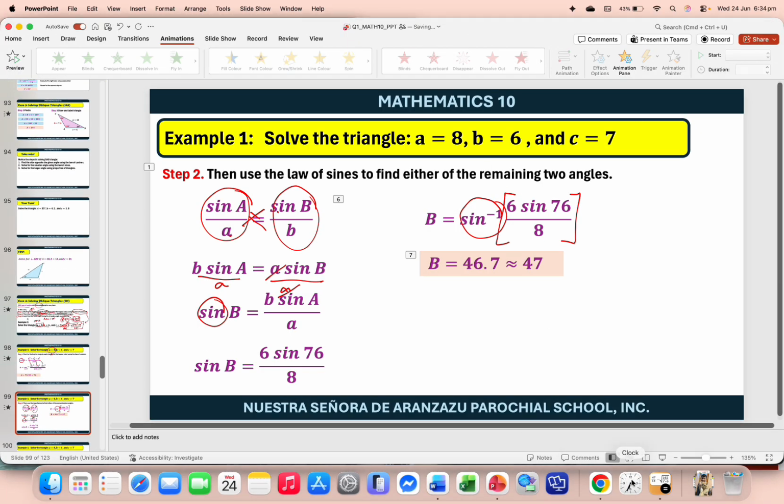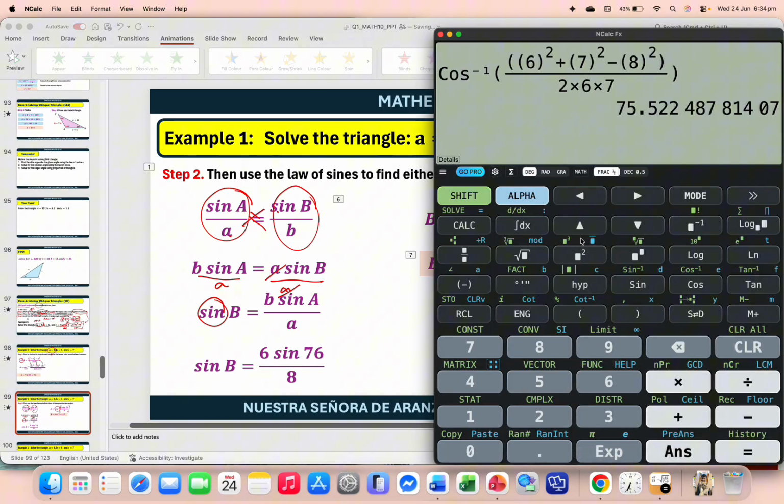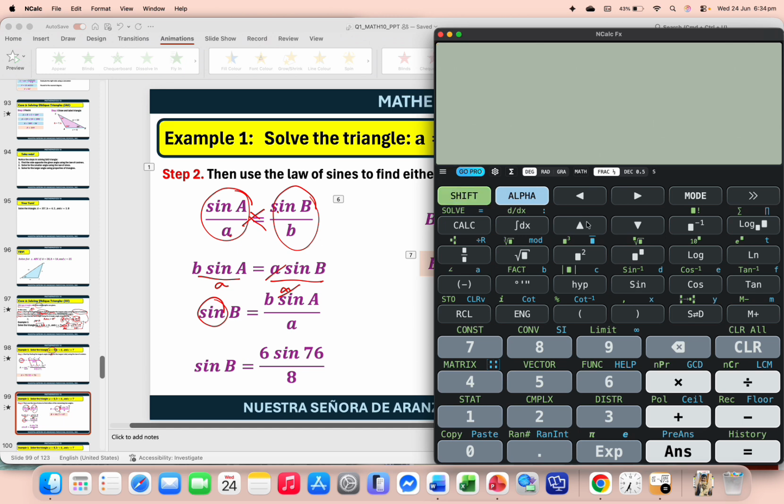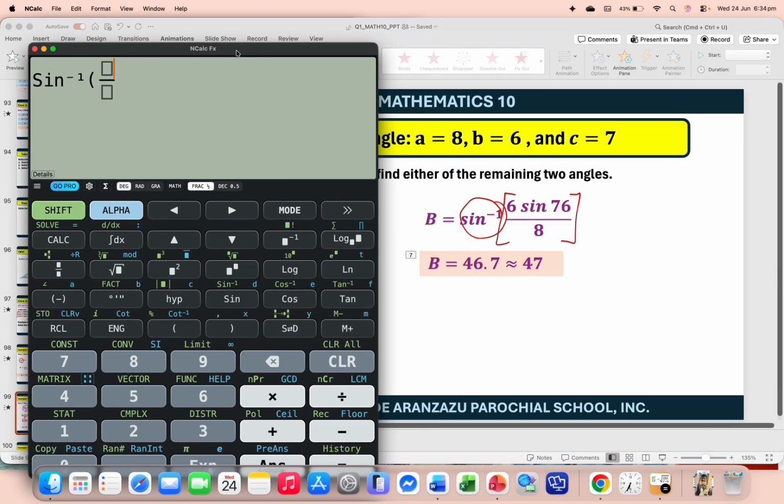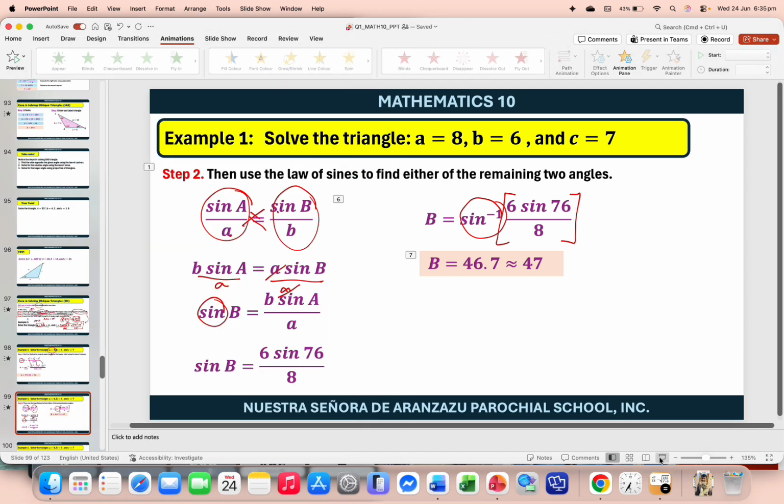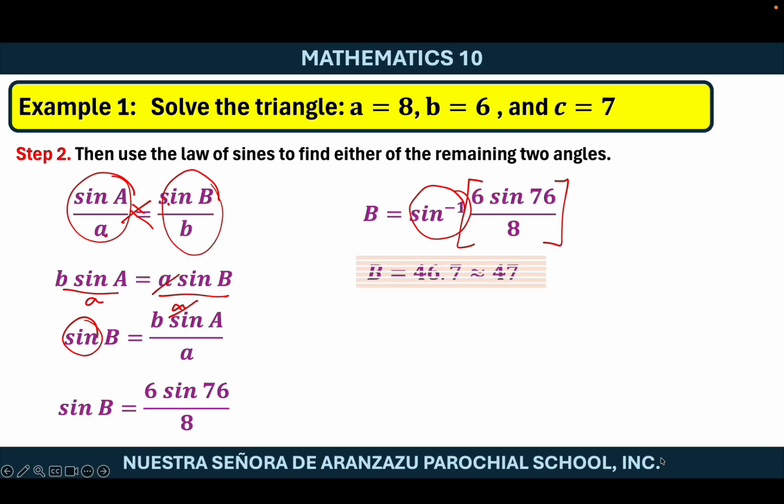Now, ganun ulit ha. Shift sine. Calculator, just input the given. So, 6 sine 76 over 8. Oh, that will give us 46.7 or 47.